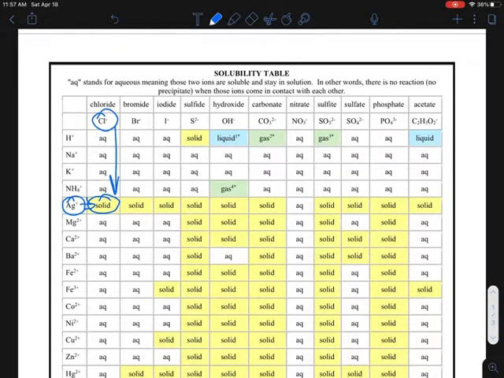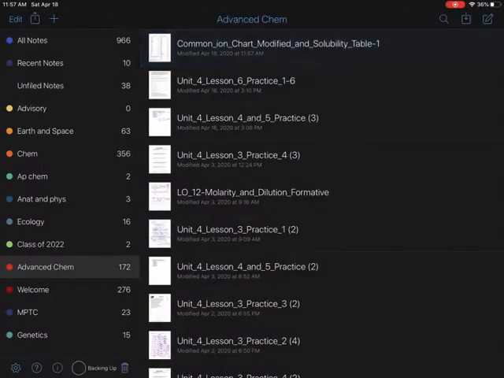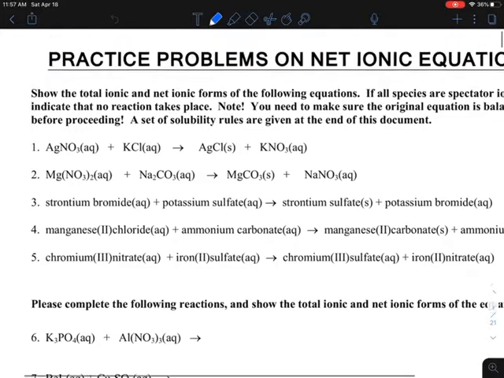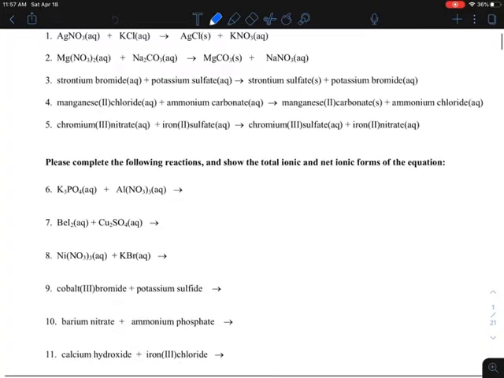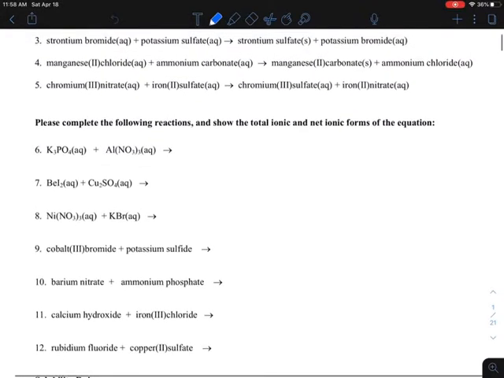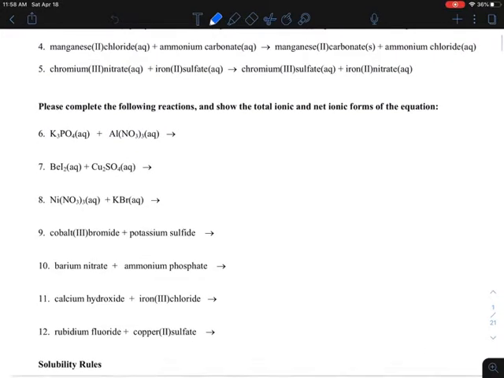However, if you were to have something like sodium nitrate, we have sodium over here, nitrate up here, and where that intersects, it's aqueous, which means it dissolves in water. So how do we write that out, or annotate that as a reaction? That's really what the practice problem is. If you scroll down, the answers are actually there, but let me show you how to go about doing it. I'm going to do it with number 6, because number 6 puts everything together in one problem.